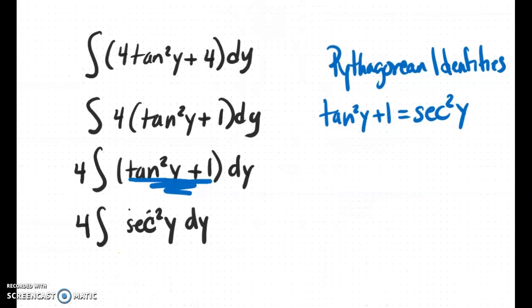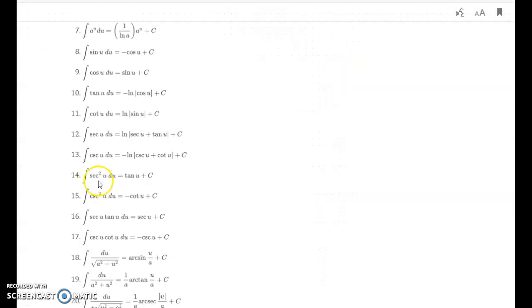And if I go to my integration list, let me pull that back. When you integrate the secant squared of u du, you end up with tangent u plus c. So that number 14 is the one we're going to use.